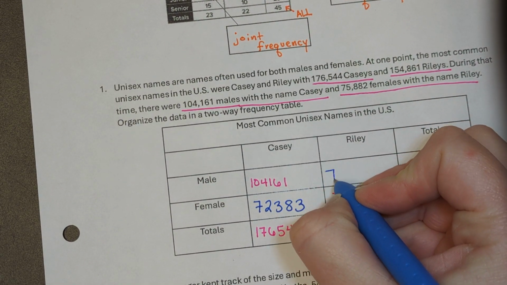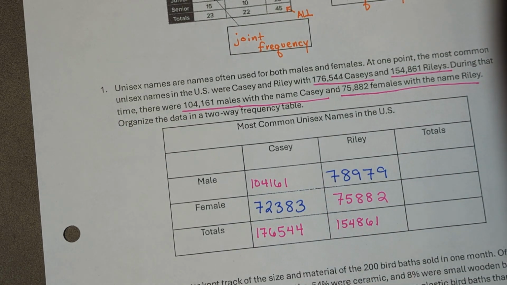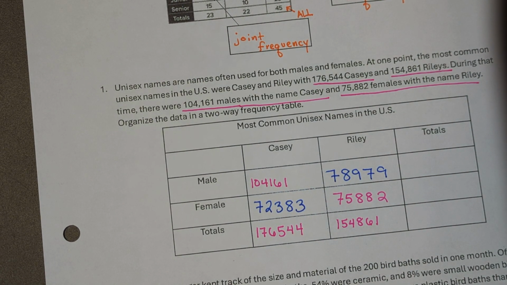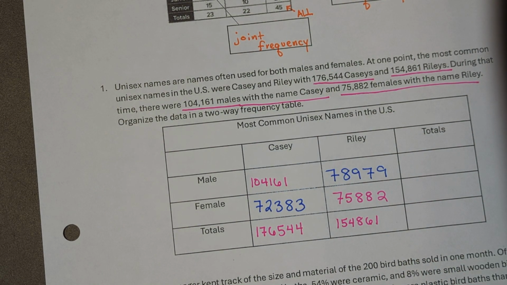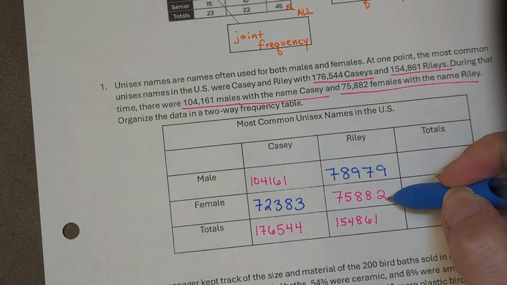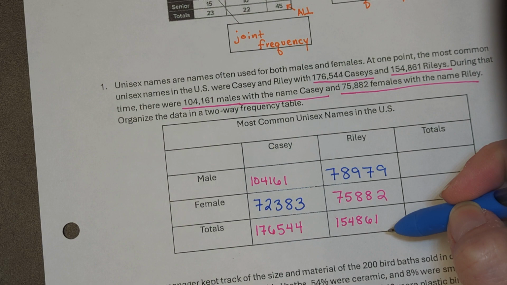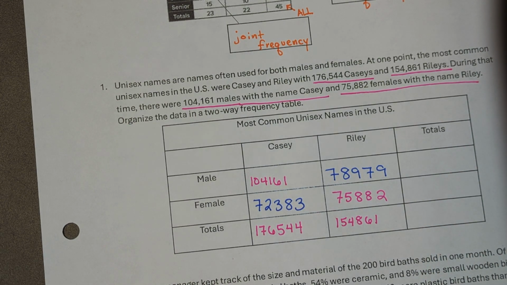I got 78,979, right? Is that what you got? When you do this minus this? I still got 80,000. Do you have the numbers written right? Oh, wait. Oh, okay. That was it. One of them wasn't written right.